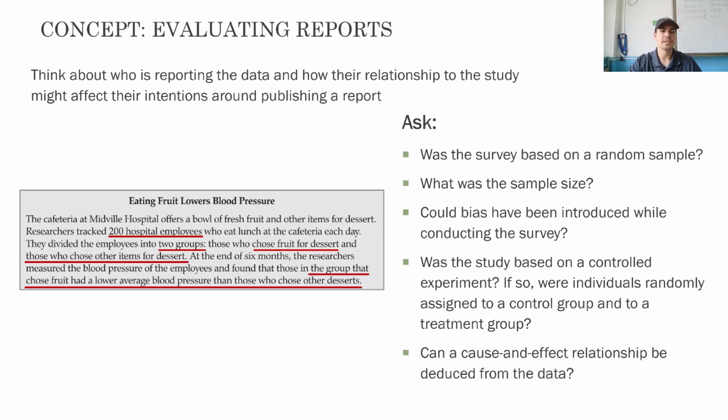And can a cause and effect relationship be deduced from our data? Here, this study concludes that those who chose fresh fruit had lower average blood pressure than those who chose other items like sweets. But that doesn't necessarily mean that eating fruit lowers your blood pressure. In fact, the people who worked at this hospital and ate fruit for dessert, they could have had other lifestyle habits. So you can't really make a cause and effect relationship here just by this information.